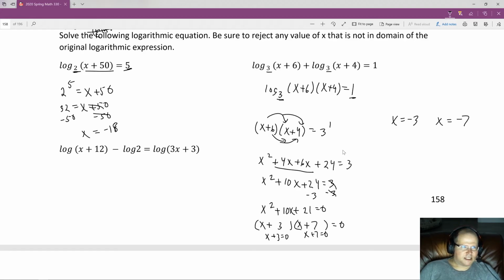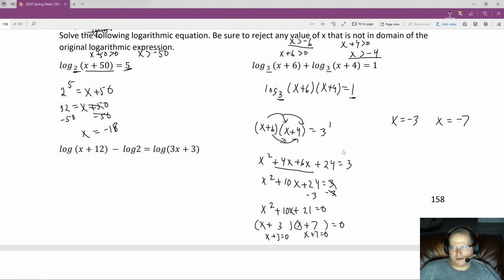I just did this one verbally, but again, on the previous one, x plus 50 has to be greater than 0, therefore x has to be greater than negative 50. Over here, x plus 6 has to be greater than 0, therefore x has to be greater than negative 6. x plus 4 is greater than 0, therefore x is greater than negative 4. So we have this, and we have this.